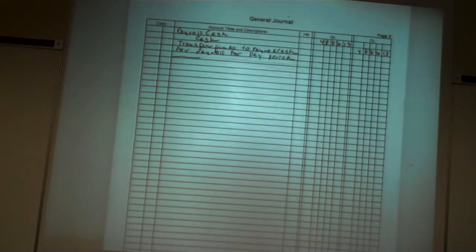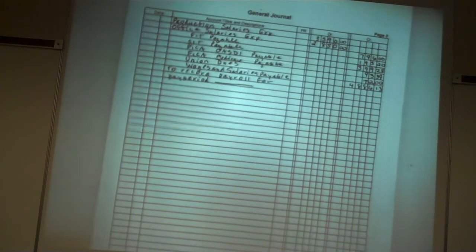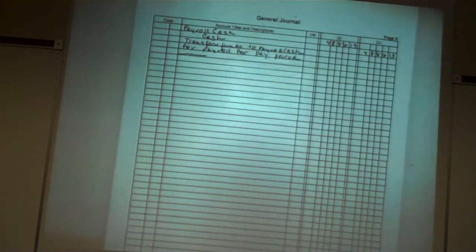And where did that amount come from, that $4,886? It's the net pay total, which is on the payroll register, or it's the wages and payables. But there it is. It is the net amount. That's the amount that we're going to be paying out. So we just transferred the money to that payroll cash account.